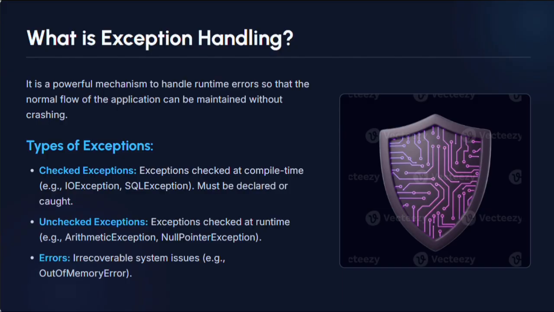So let's start. Checked exceptions are exceptions checked at compile time. Examples: IOException, SQLException. They must be declared or caught. Unchecked exceptions are exceptions checked at runtime. Examples: ArithmeticException, NullPointerException. Errors are irrecoverable system issues. An example is the OutOfMemoryError.